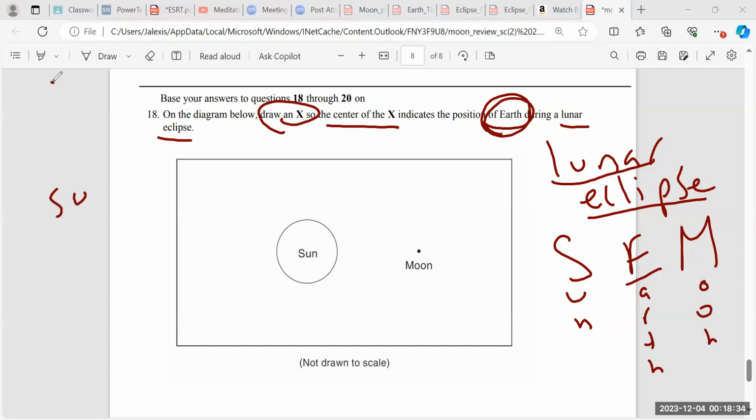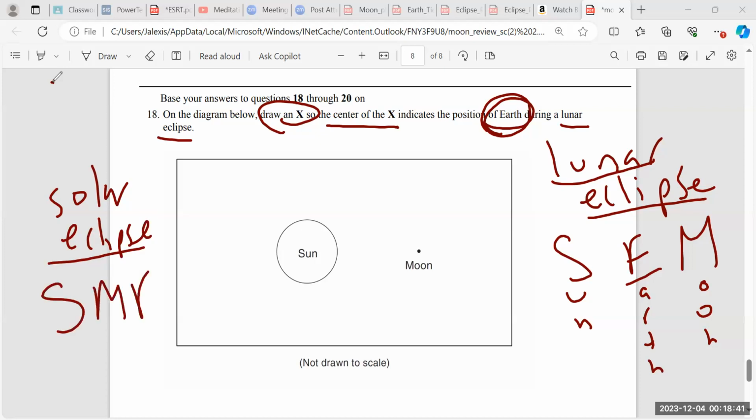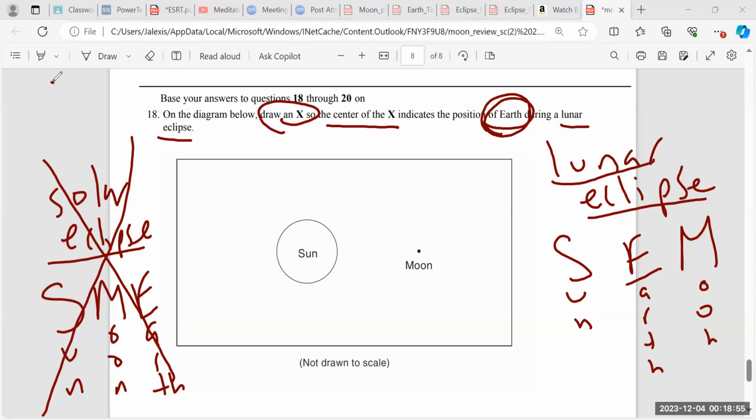If we were talking about a solar eclipse, which I'm gonna write on the other side here, we're talking about SME, where the difference would be that the moon would be between the earth and the sun, right? But because we are not talking about a solar eclipse, we're only talking about a lunar eclipse, I have to draw, if the X represents the earth, that means that the earth has to be between the sun and the moon, right here.